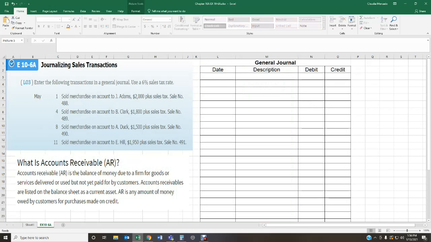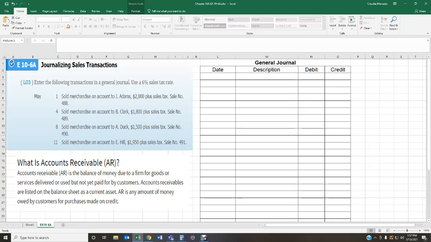In this particular lecture, I am going to be covering exercise 10.6a. This particular problem is very similar to the last one we covered, but it's focusing only on sales transactions. So we're going to practice sales transaction entries for 4 different dates. It says, enter the following transactions in a general journal, and we're using a 6% sales tax rate. And then we have the different transactions.